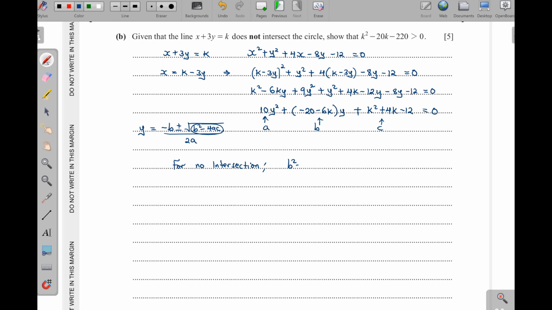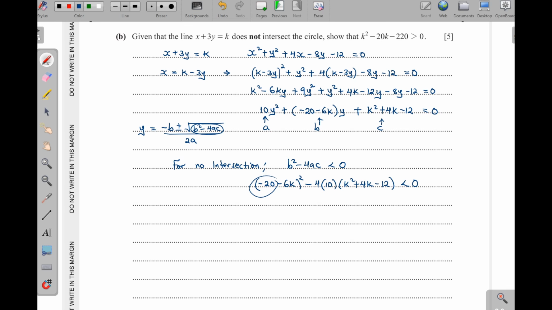So we therefore say, for no intersection, b squared minus 4ac has to be less than what? 0. What is our b? Negative 20 minus 6k. We square it. Then minus 4 times our a, which is 10, times our c, which is k squared plus 4k minus 12. It is not equal to 0, it is less than 0.